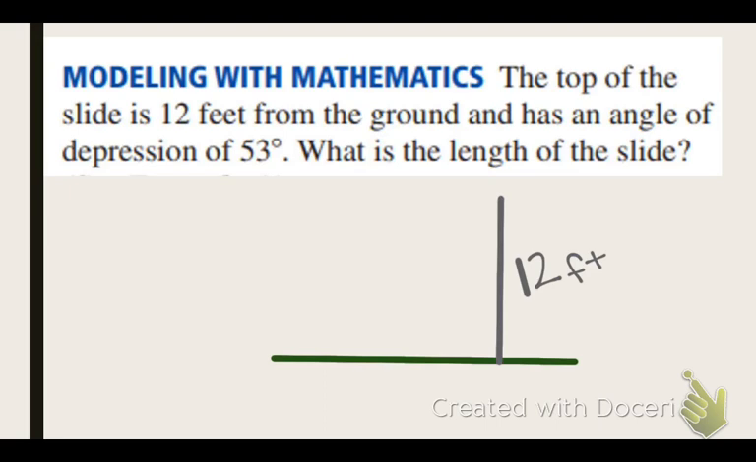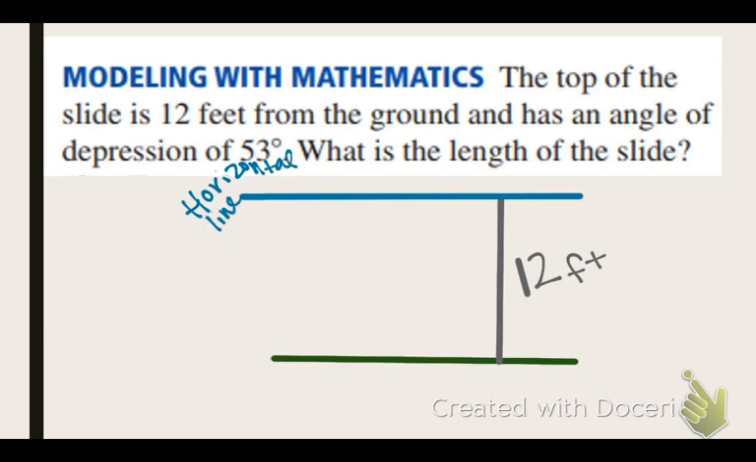Alright, after that, it says there's an angle of depression of 53 degrees. So what did I tell you you have to have for an angle of depression? A horizontal line. So from the top, because all of this is in reference to the top of the slide, you're going to draw a horizontal line from the top of the slide. This is my horizontal line. Doesn't have to be perfect, but you need a horizontal line. So the angle of depression from the top of the slide, you're going to draw from the top of the slide and down.